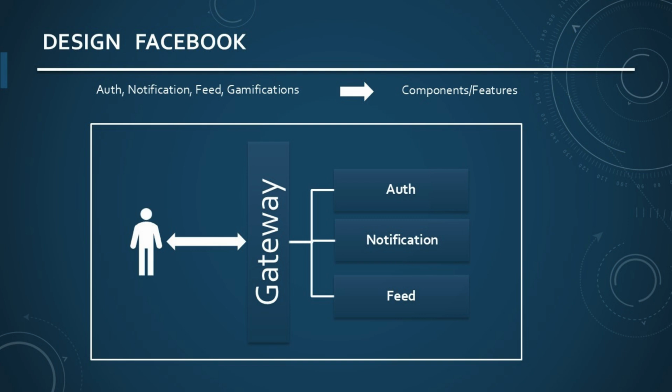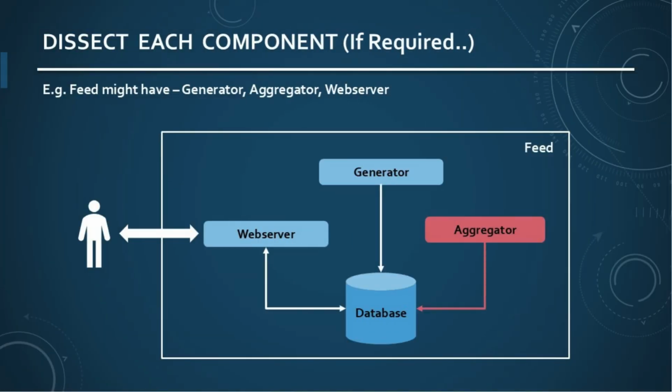Right? When you're picking up a component, point number three, you dissect that component and then you go deeper into it. Let's say I want to pick feed for implementation. In order to implement the feed, what would I need? I would definitely need one web server serving the feed, so that whenever a user comes online, the user will make a request. The web server would talk to the database, get the feed, and send it to the user. That's the bare minimum that you have to do. So you need a web server.